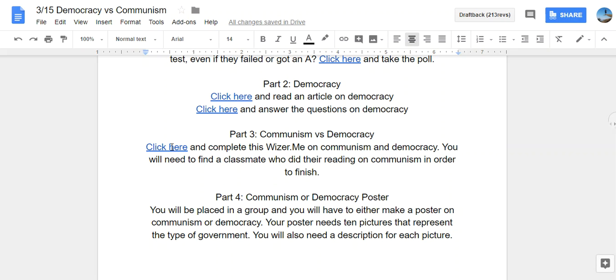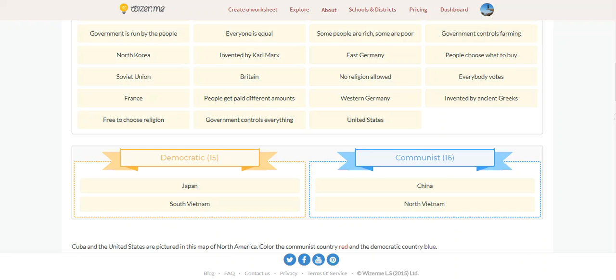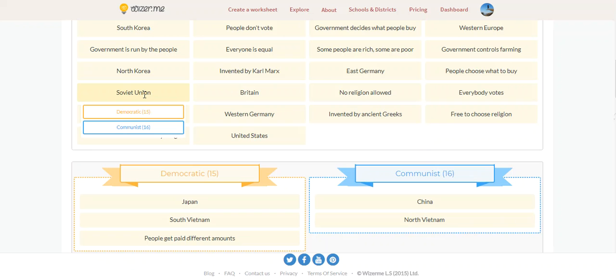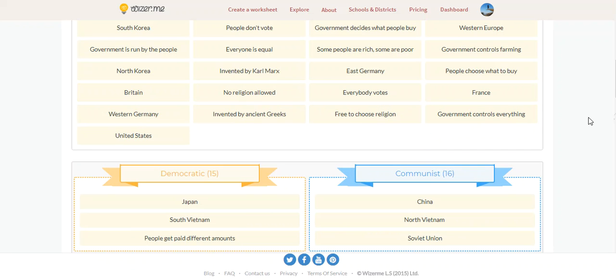Part 3, when they open up this hyperlink, they received a Wiser Me, and in this Wiser Me they have to compare and contrast democratic countries and communist countries. So they would simply find out, oh, people get paid different amounts. That would be a democratic country, Soviet Union, that was communist, but only some students had an article on communism. Other students read an article about democratic countries. So they had to work together to find out the answers about what was democratic and what was communist.